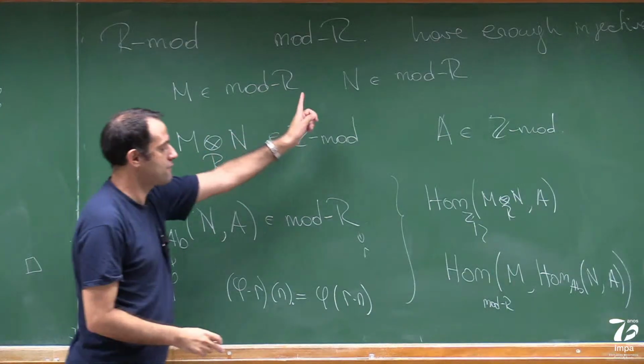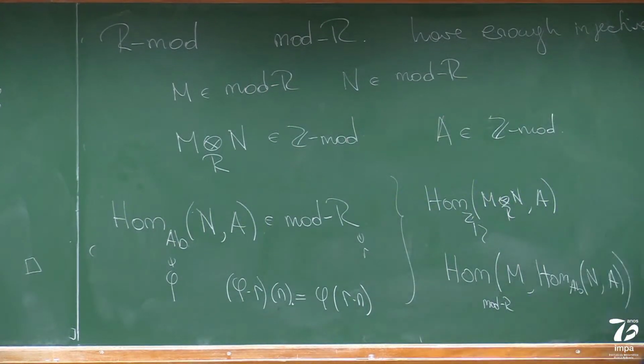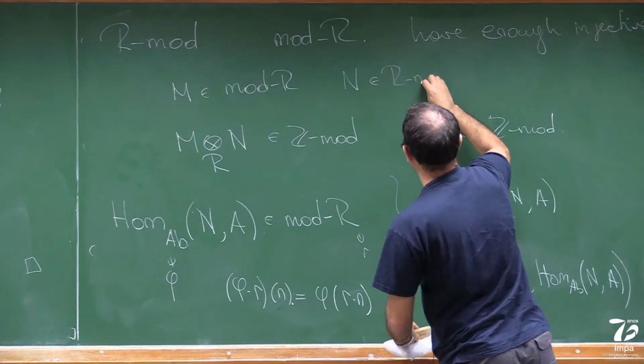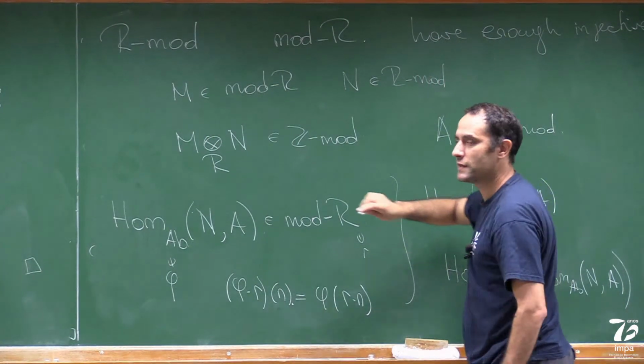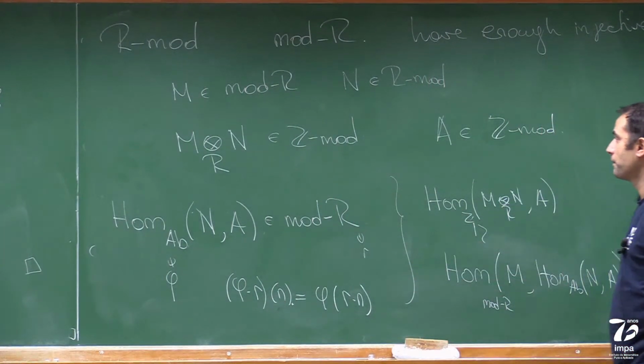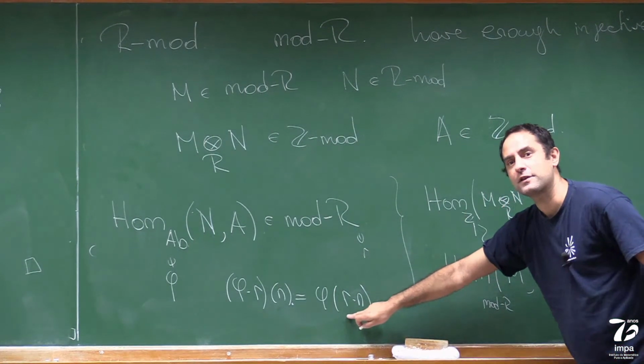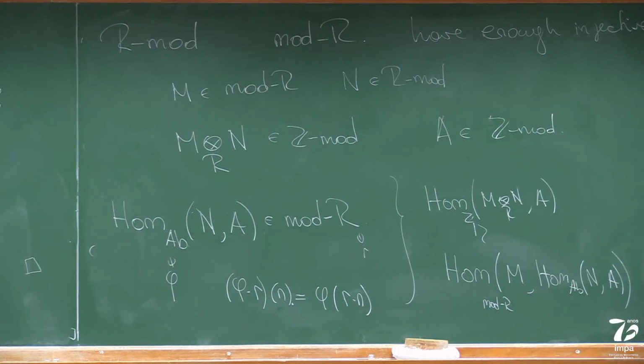So here I've used this, probably I said it and I didn't write it, clearly here N is a left R module. This tensor product doesn't make any sense otherwise. What is written there is correct, and I've already used the left R module structure on N. And this is a right R module because N is a left R module.